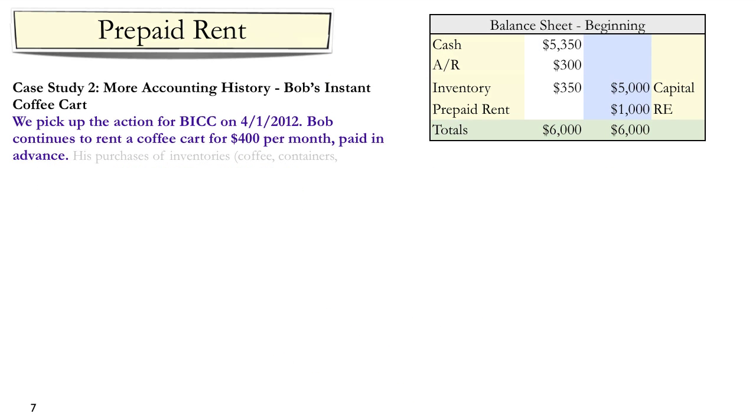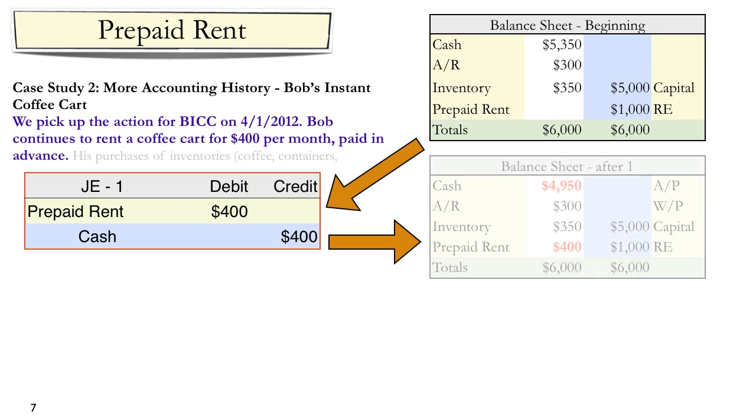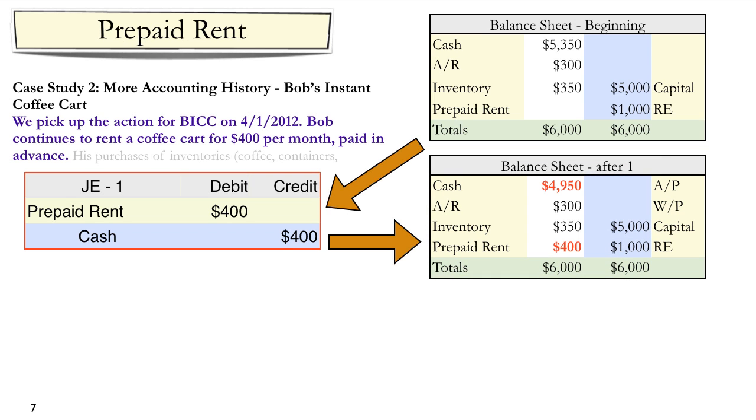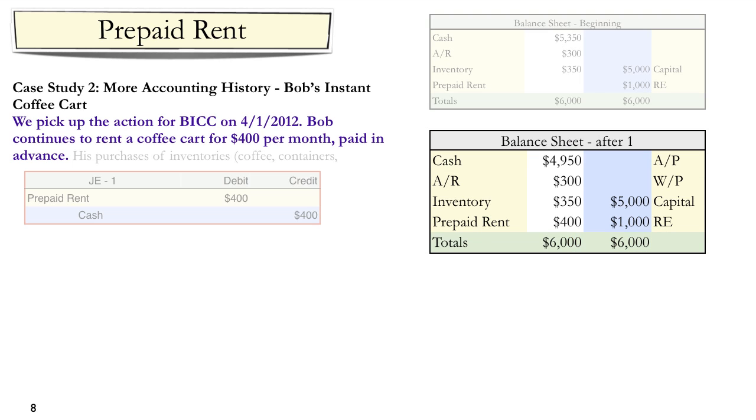Let's look at the effects on the balance sheet of these two journal entries. So we see the balance sheet at the beginning of the period before either of those transactions are recorded. When the prepaid rent account is set up, you can see that there's an asset, prepaid rent, created, and a reduction in cash, and you can see that in the individual T accounts.